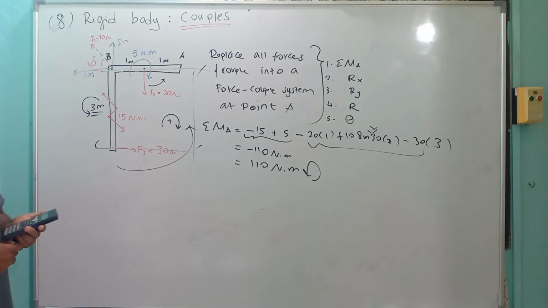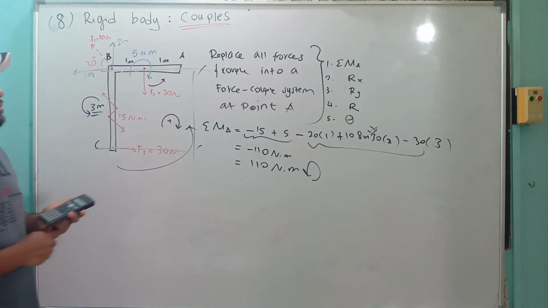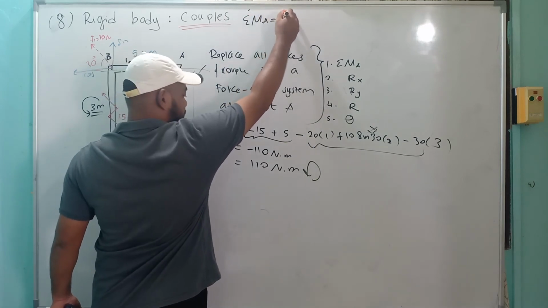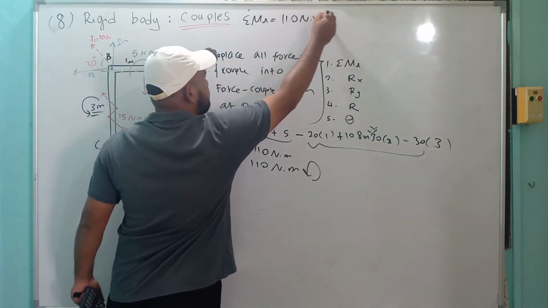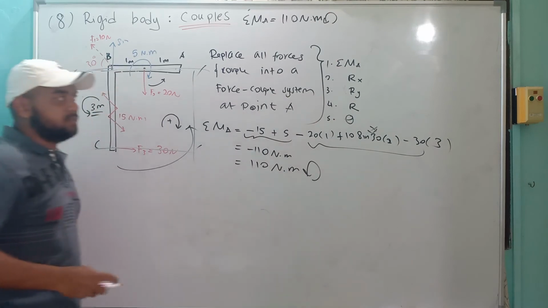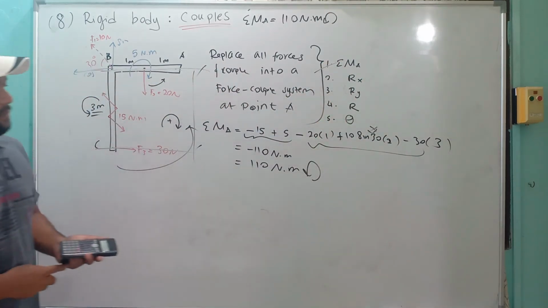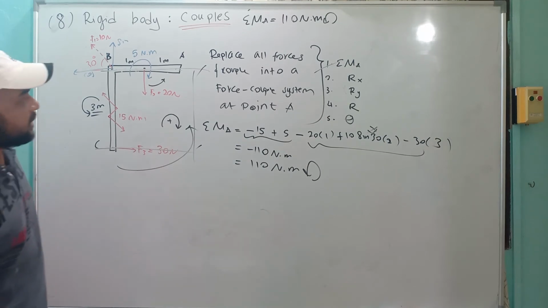Okay, so we have the first one, sigma moment at A, so I will write it here. Sigma moment A equal to 110 Newton meter counterclockwise. Okay, so that finishes our first step, sigma moment. Okay, so we go to the second one.